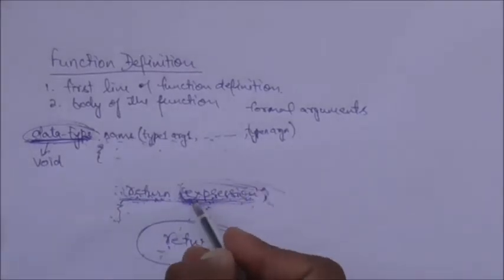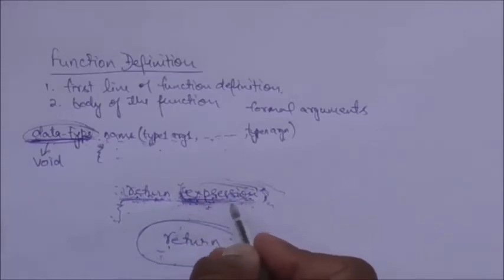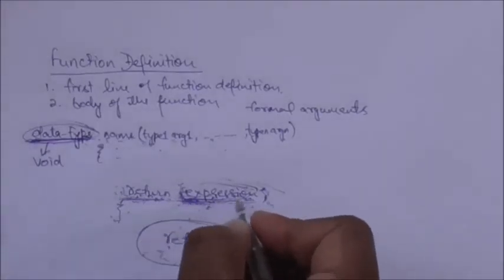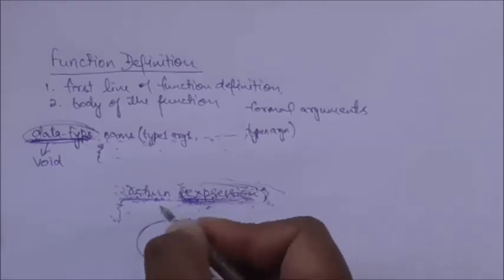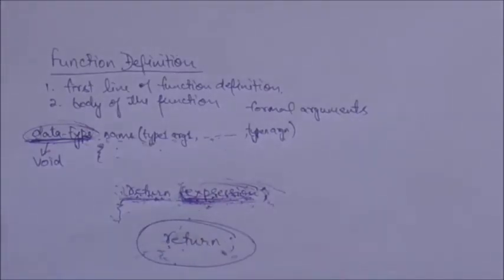As I told you, this expression is optional. If this expression is not present, then the return statement will be written simply as return and then a semicolon. In this case, the return statement will simply cause the control to revert back to the calling portion of the program without transferring any information. Only one expression can be included in the return statement. Therefore, the function can return only one value to the calling portion of the program through the return statement. In this tutorial, we have studied how we can define a function.